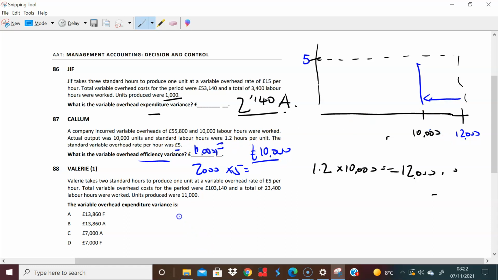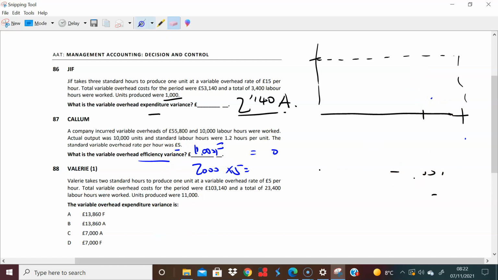Let's do the last one since we're here. I'll just take these out and drag in the information for this last question. It tells me that it takes 2 standard hours to produce 1 unit, at a variable overhead rate of 5. Units produced were 11,000, so 11,000 units should take 22,000 hours. What did you do? You did 23,400 hours.